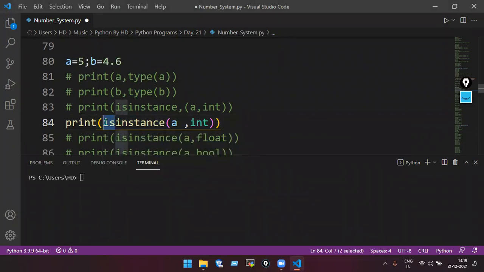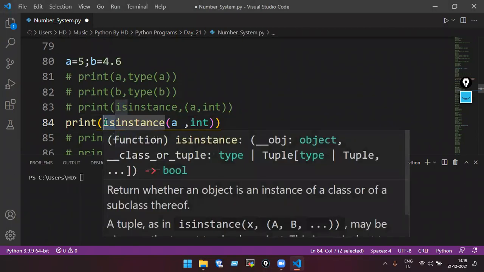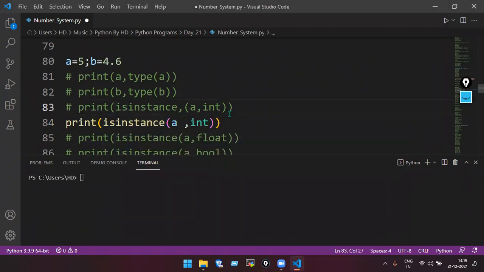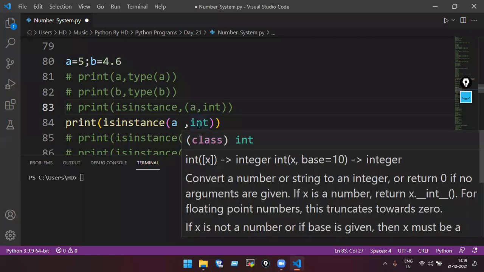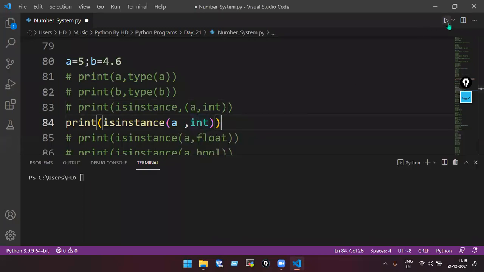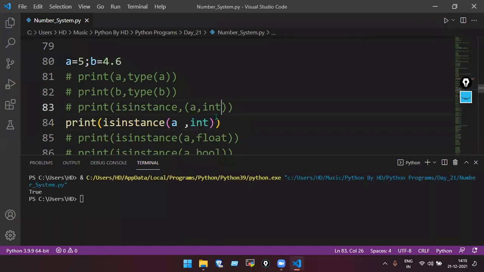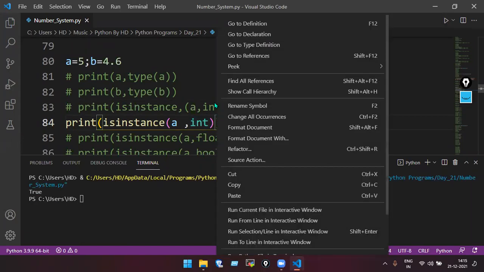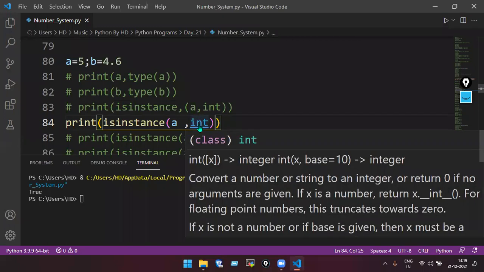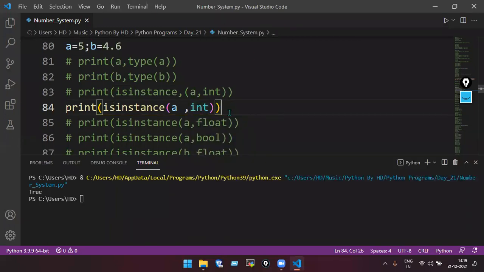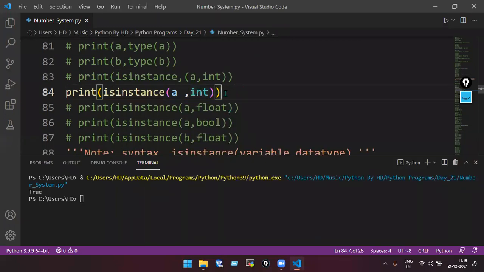So isinstance will give you the answer in terms of what? Boolean, either true or false. So here I'm checking is it what type there? Int type. So what will be my answer there? True. But if I check with Boolean or float or something, then what will be my answer there? False. Okay. So let me show the answer.